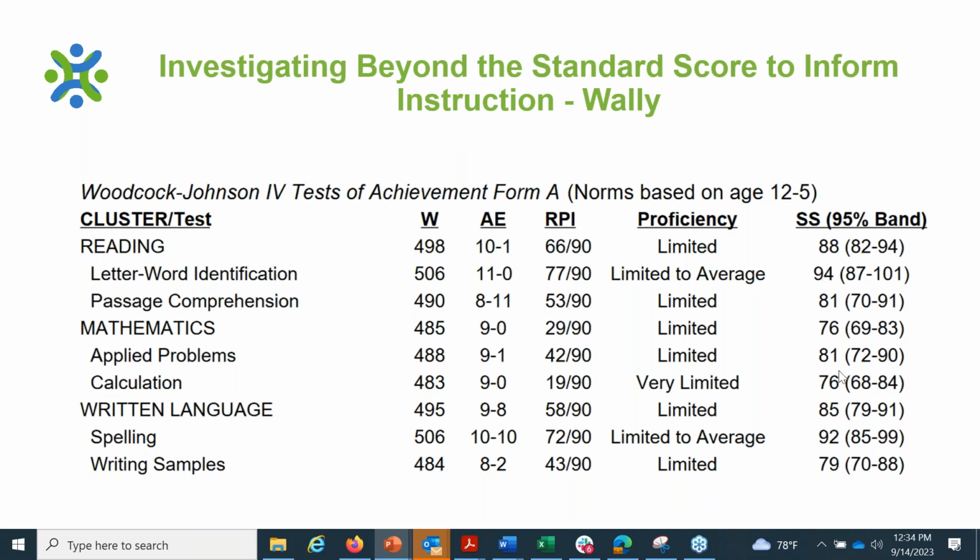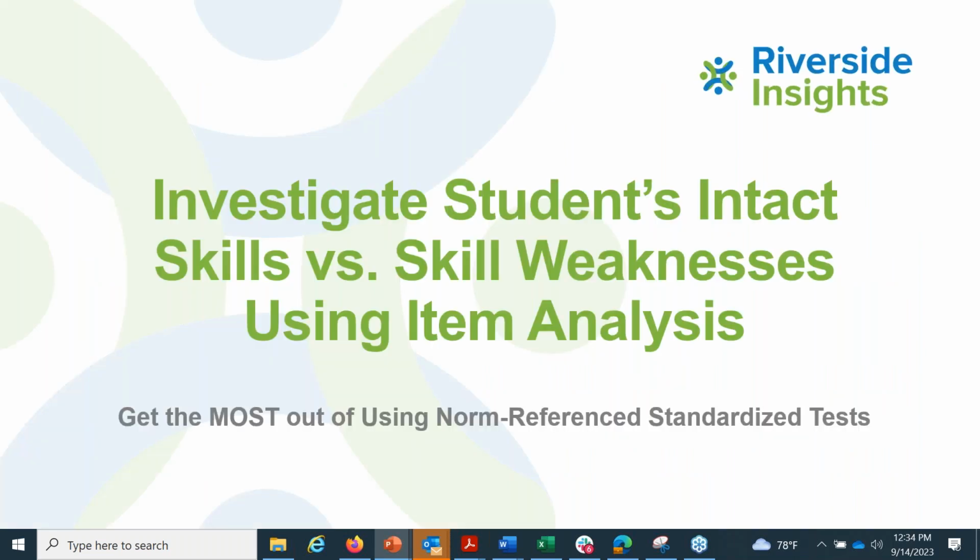So while the standard score tells us their place in line, the RPI tells us where that student is functioning in that particular skill. That information is good information to know. But if we really want to start pinpointing specifically where we need to focus our instruction, then we need to go deeper into the data that's collected from the WJ or from any of the measures that you use. And one of the ways that you can do that is to go in and conduct your item analysis.